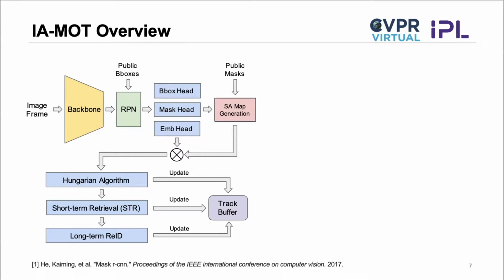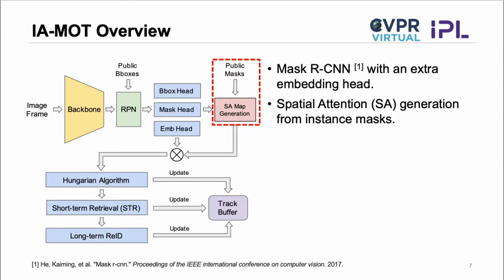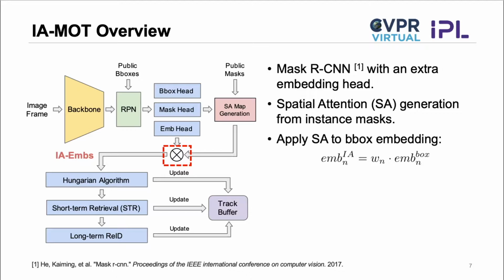So first, images are sent into a Mask R-CNN architecture with an extra embedding head to extract the bounding box embedding features for each detection. Second, a spatial attention map, or SA map, for each detection is generated. And then they are applied to the bounding box embedding features to obtain the instance-aware embeddings, or we can say IA embeddings.